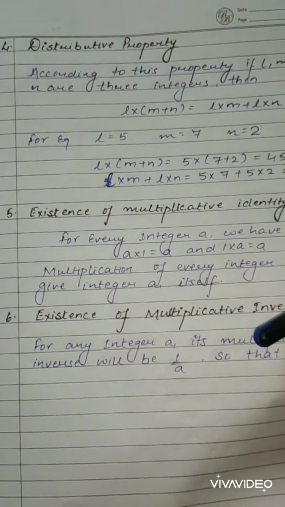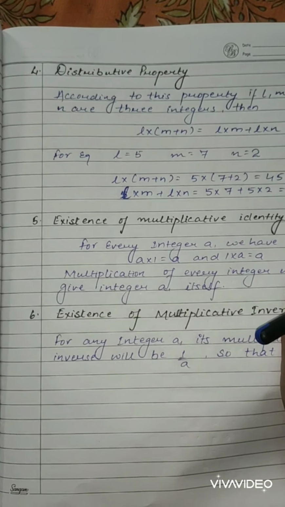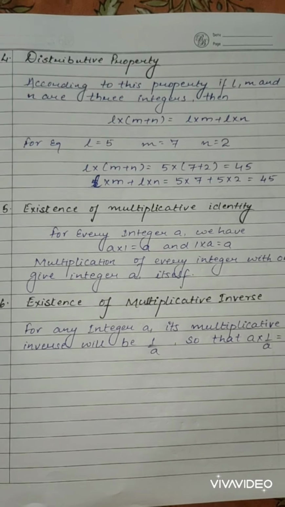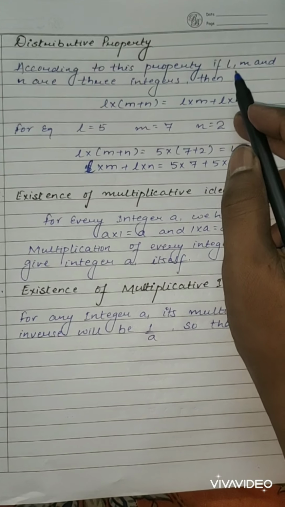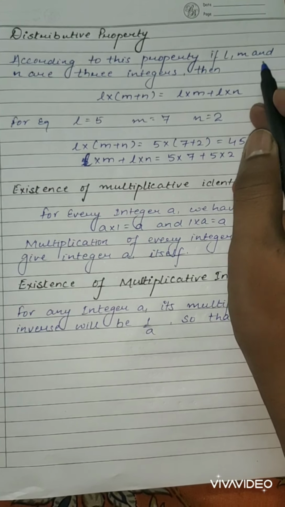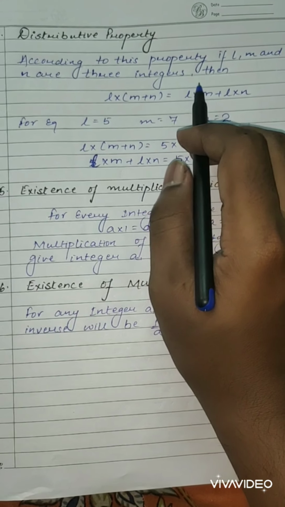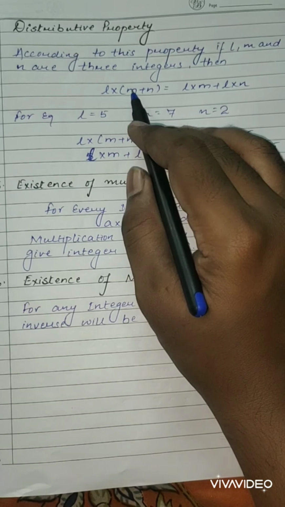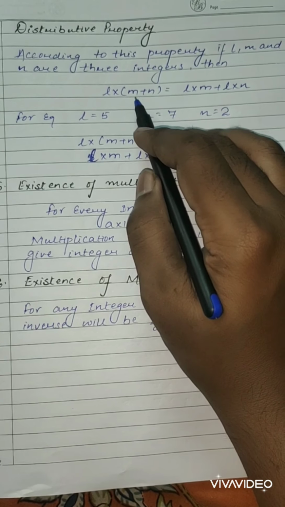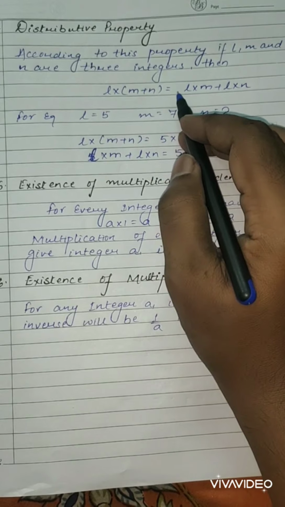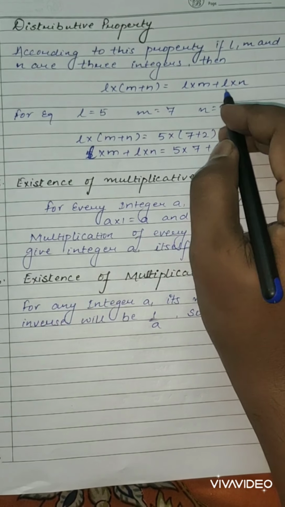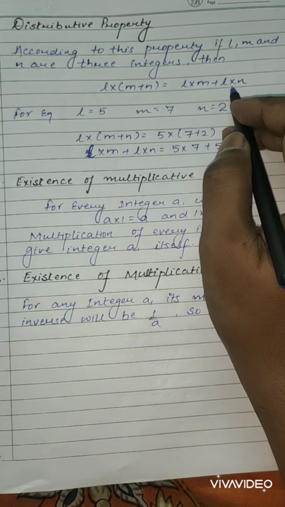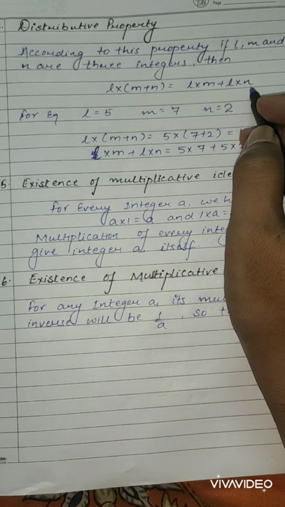Let's see the fourth property. The fourth property is the distributive property. According to this property, if L, m and n are three integers, then L multiply within bracket m plus n, and when we open this bracket, it will be written like this, which means L will be multiplied with m plus L will be multiplied with n.